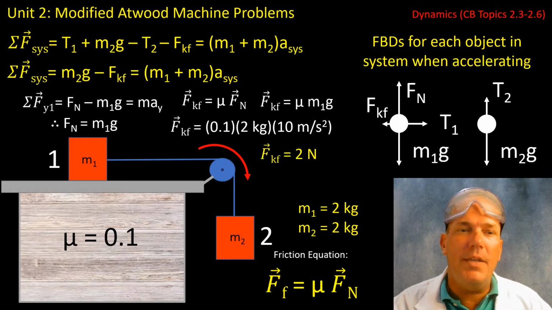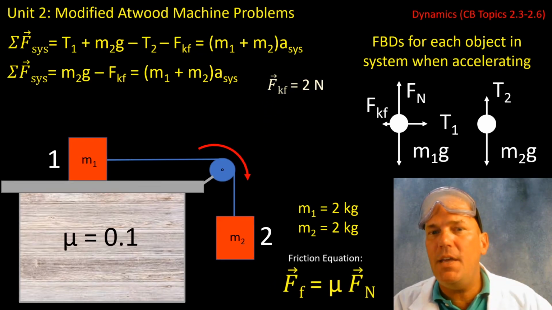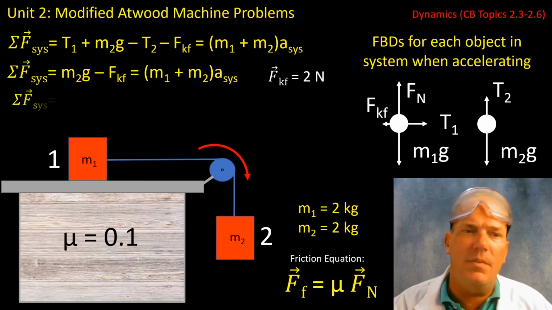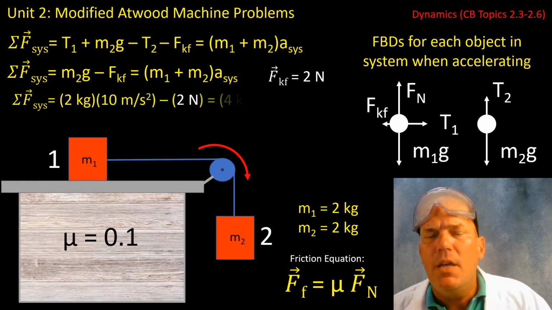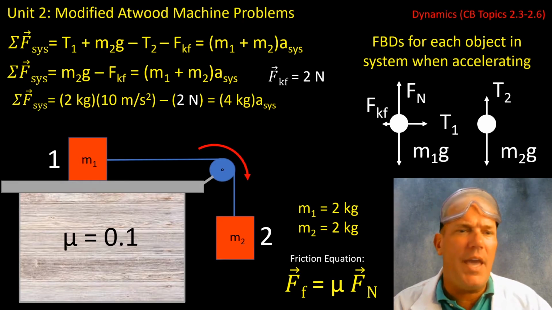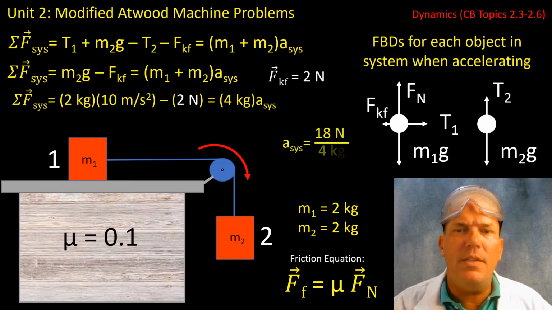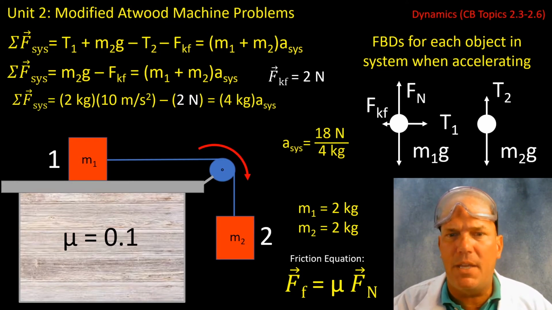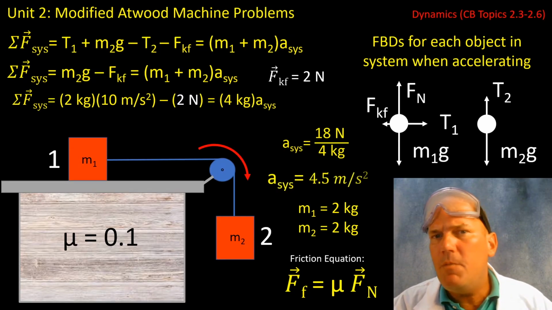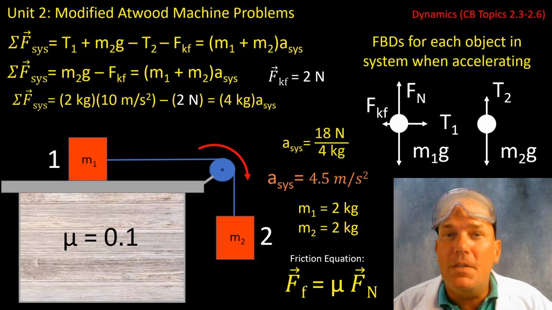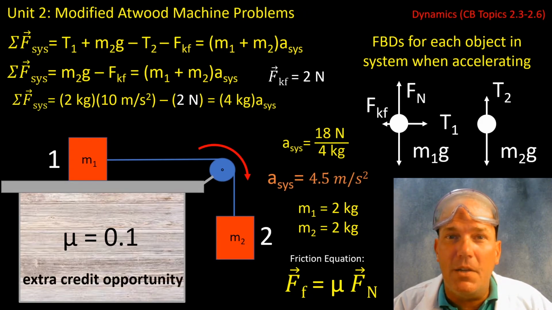So let's go ahead now and take our 2 Newton frictional force, which is in the opposite direction of the acceleration of the system, and let's add it to our summation here. So we essentially have 20 minus 2 on the left side, which gives us 18 in the numerator. We divide by the mass of the system in the denominator of 4 kilograms, and we find the acceleration of the system to be 4.5 meters per second squared.